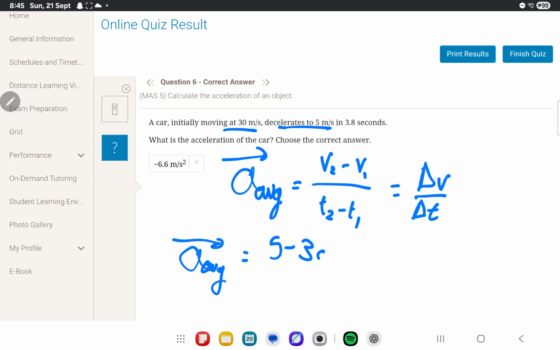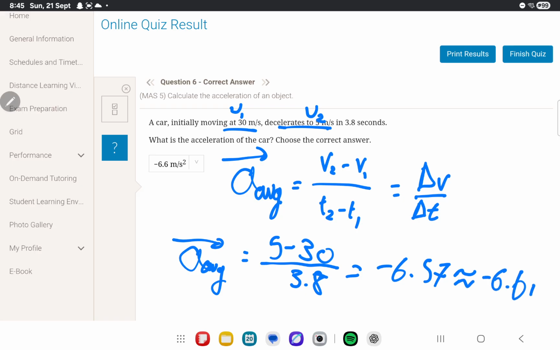Okay, so now that we know this, the average acceleration is going to equal 5 minus 30, because this is V2 and this is V1, over T2 minus T1. It says that the change in time was 3.8 seconds, so that's what we're going to use. So negative 25 over 3.8 gives me negative 6.57, which rounds to negative 6.6 meters per second squared, because it's acceleration, and that's the answer.